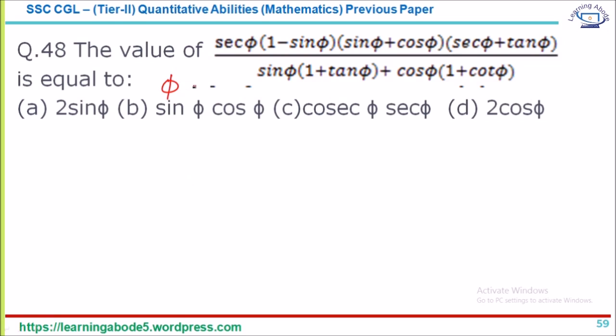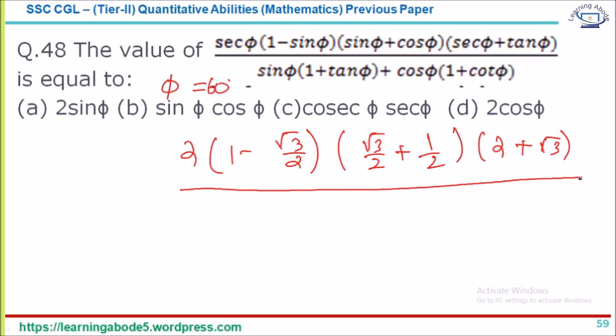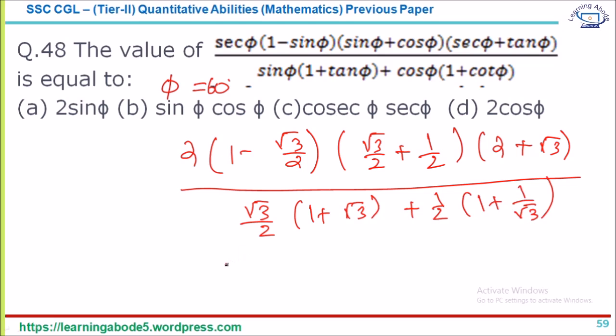Next one, I think this will be a little lengthy one, but anyhow it's okay. We'll put pi equal to maybe 60 here. So secant pi is 2, into 1 minus root 3 by 2 into sine pi, which is root 3 by 2, plus cos pi, which is 1 by 2, into 2 plus root 3. Now the denominator: root 3 by 2 into 1 plus root 3, plus half into 1 plus 1 by root 3.